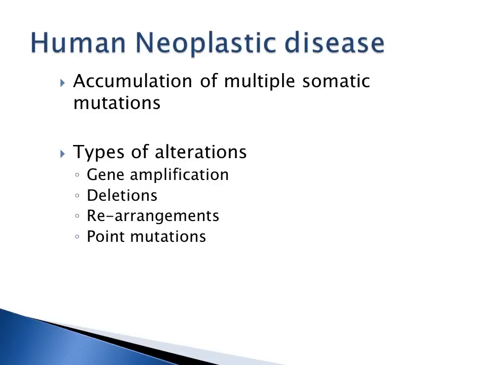Cancers, human neoplastic disease. Usually what happens with neoplastic diseases is you get accumulations of numerous somatic mutations. The different types of alterations can be deletions, rearrangements, point mutations, and when you get an accumulation of these mutations, all of a sudden it generates cancer.